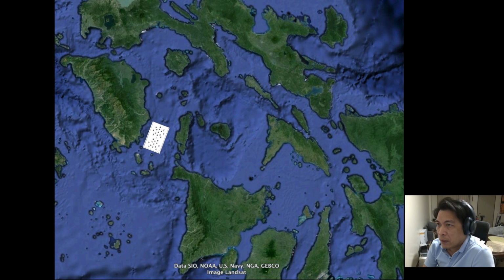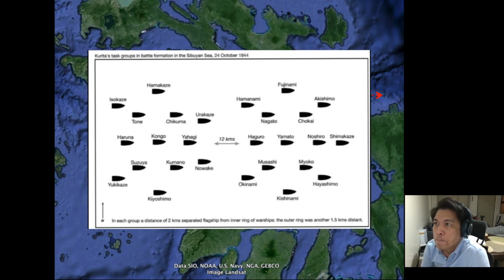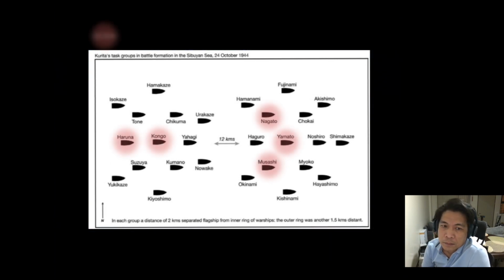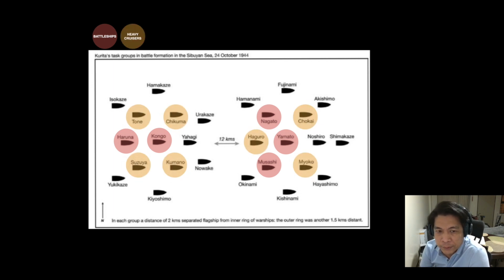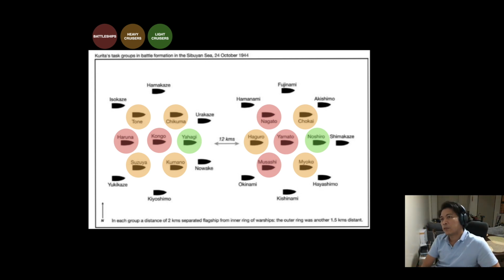This is the formation of the Center Force as they sail northeast between Mindoro and Tablas with the aim of reaching San Bernardino Strait by early evening of the same day. These are the main battleships and the heavy cruisers and the light cruisers. Outside of this formation is a ring of destroyers protecting the big ships from further submarine attacks and even aircraft attacks.